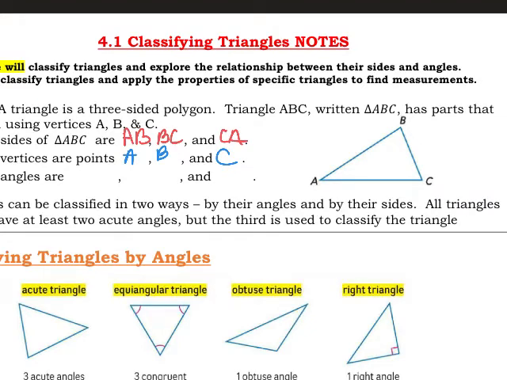All right, now the angles are going to be the same as the vertices. So if you have 3 vertices, those 3 vertices are also your 3 angles. So A, B, and C are the 3 angles of my triangle. So angle A, angle B, and angle C.